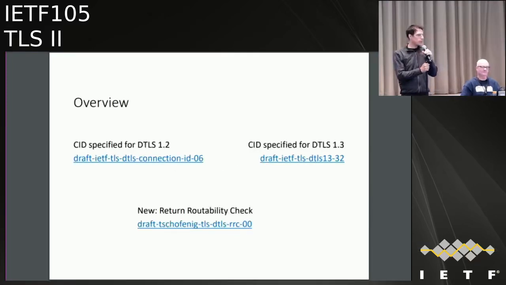So the connection ID topic. At the moment there are 3 documents I would like to talk about. The first 2 on the top are the connection ID for DTLS 1.2 and the connection ID for DTLS 1.3, which is in the DTLS 1.3 specification itself. And then there's a new document on the bottom, and I will get to that in a minute.